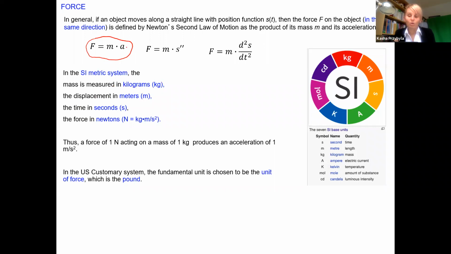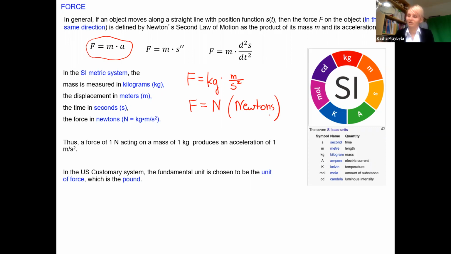Force is defined as mass, which is in kilograms, times acceleration, which is distance over time, meters over second, and again over second because it's the second derivative. That means kilograms times meters over second squared is the force unit, and it's called the newton.